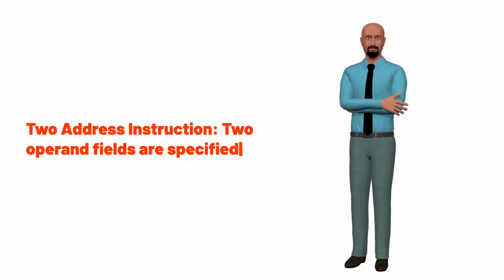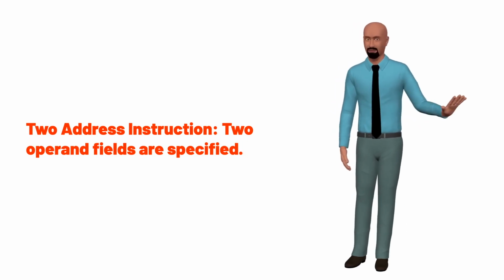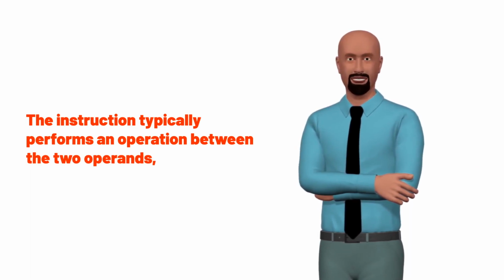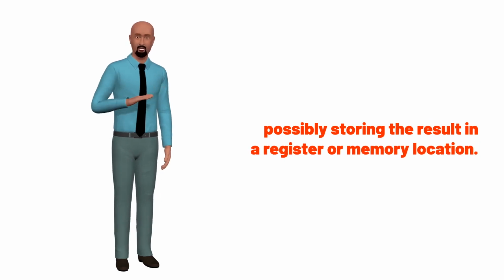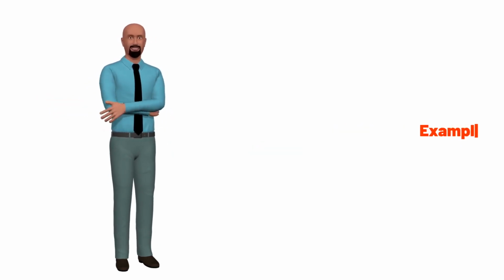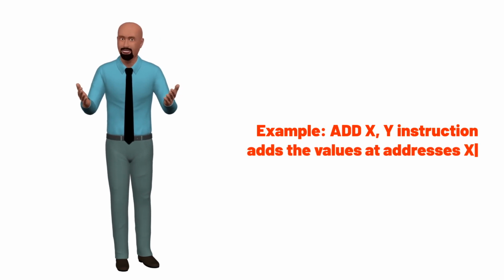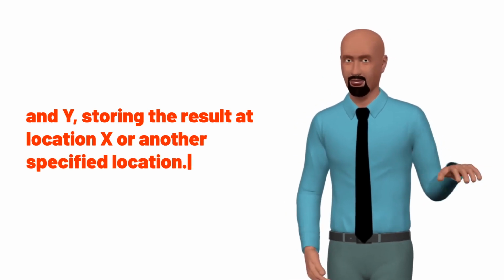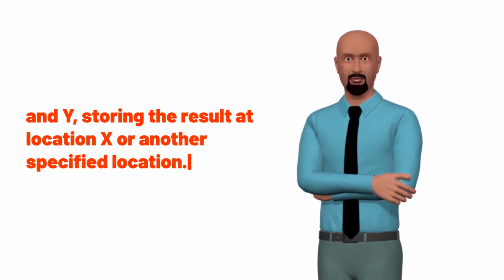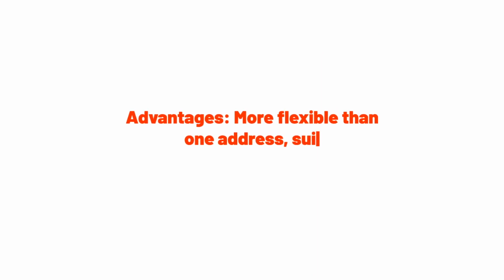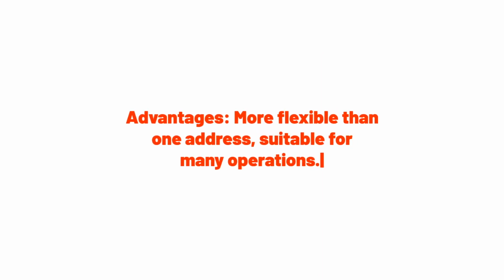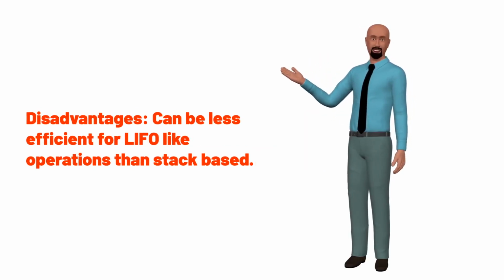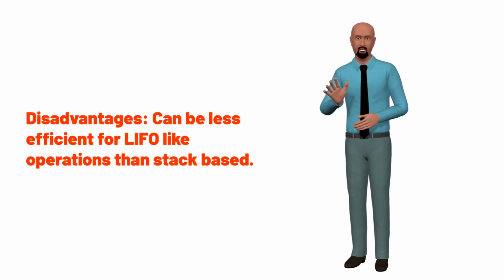2-address instruction, 2 operand fields are specified. The instruction typically performs an operation between the 2 operands, possibly storing the result in a register or memory location. Example: add X, Y instruction adds the values at addresses X and Y, storing the result at location X or another specified location. Advantages: more flexible than one address, suitable for many operations. Disadvantages: can be less efficient for LIFO-like operations than stack-based.